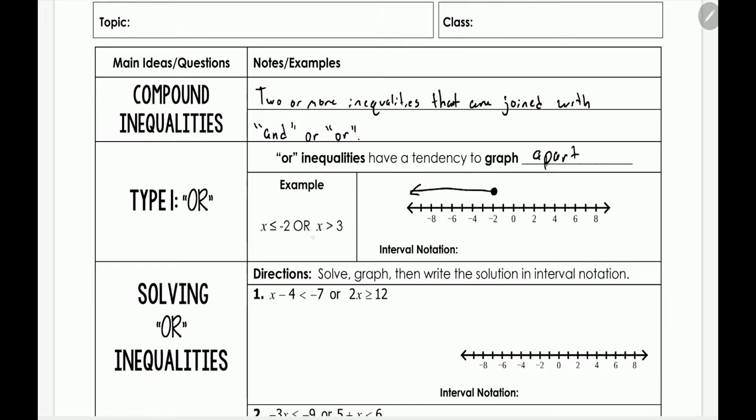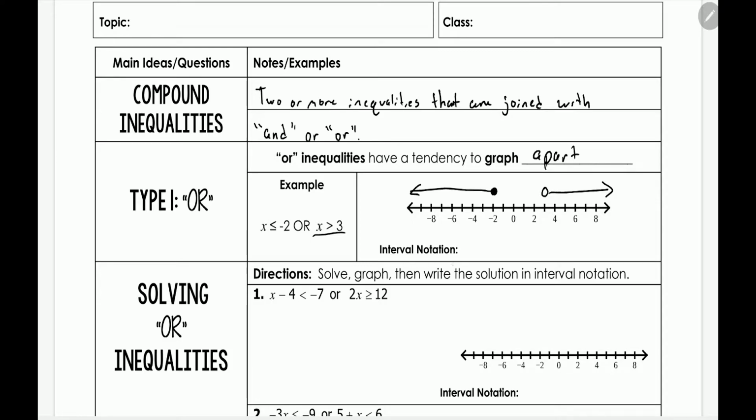And then we have x is greater than 3. We go to 3. We have an open circle. The numbers that are greater than 3 are to the right. And this is what I mean by it's apart. So instead of just being one whole segment, it's two different ones.